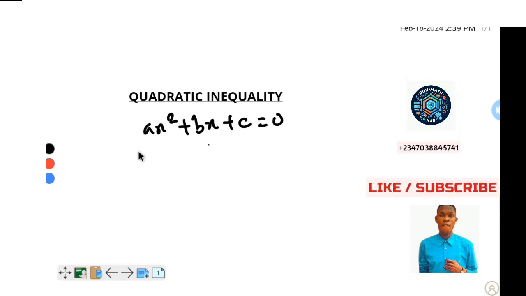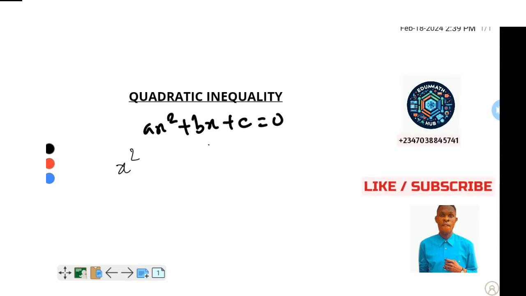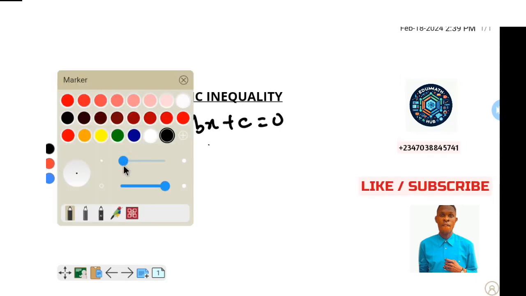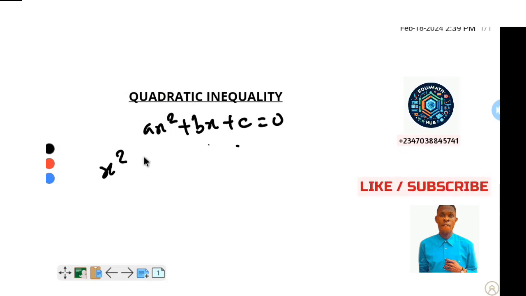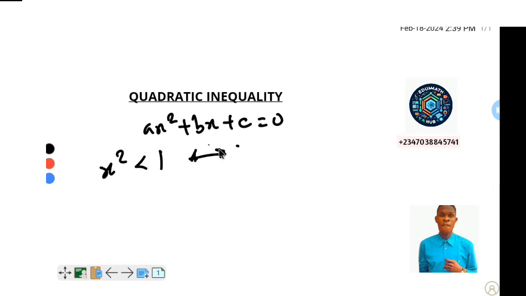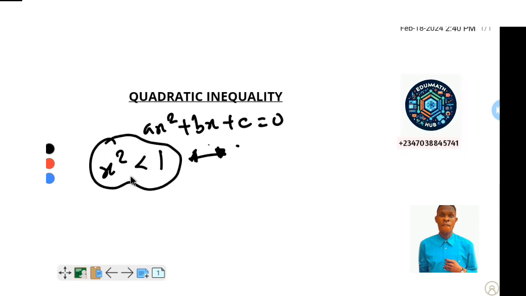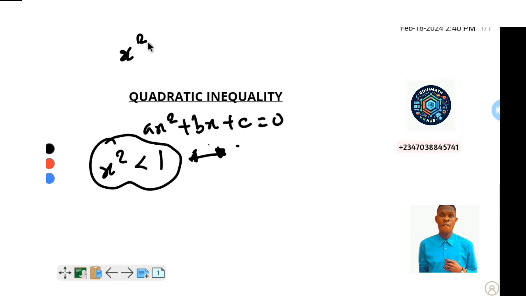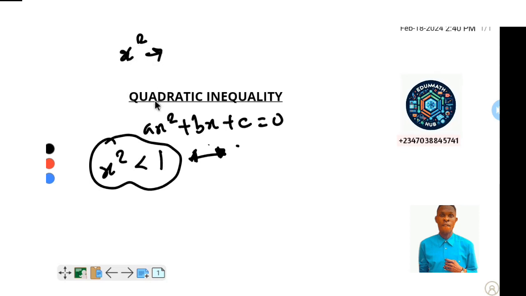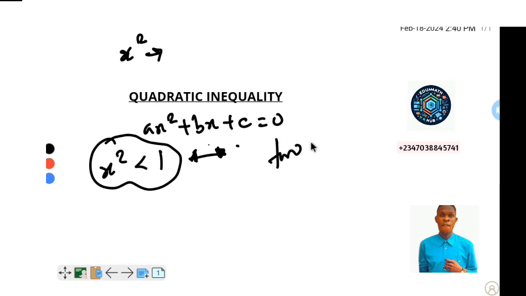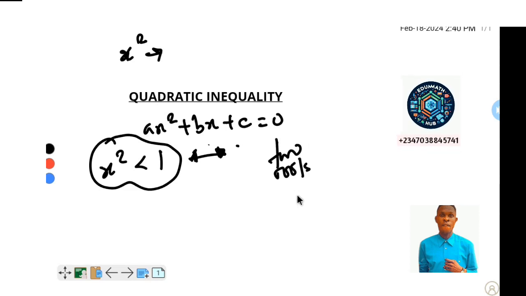Okay, now the example is x squared less than 1. Okay, so you have to find and represent the value of x. You have to solve this and represent the values of x that obey this inequality. Don't forget, any equation that has power of 2 is a quadratic equation. Any equation that has a power of 2, as far as the power of the unknown variable is 2, that equation is a quadratic equation. And the quadratic equation will have 2 roots. Okay, you have 2 roots or 2 answers.